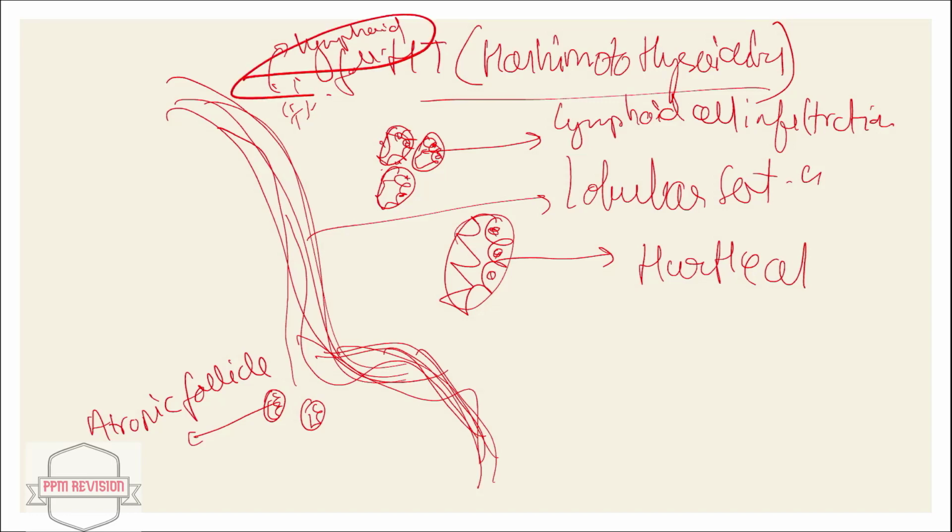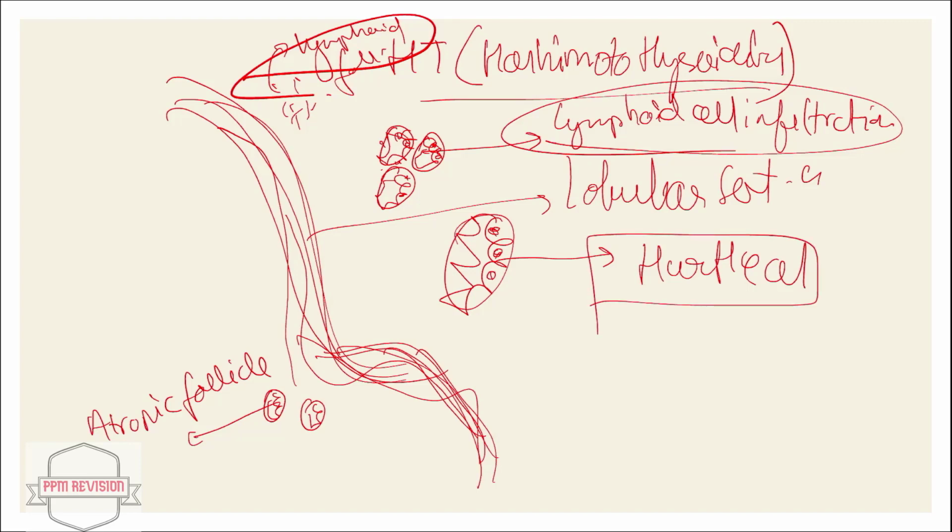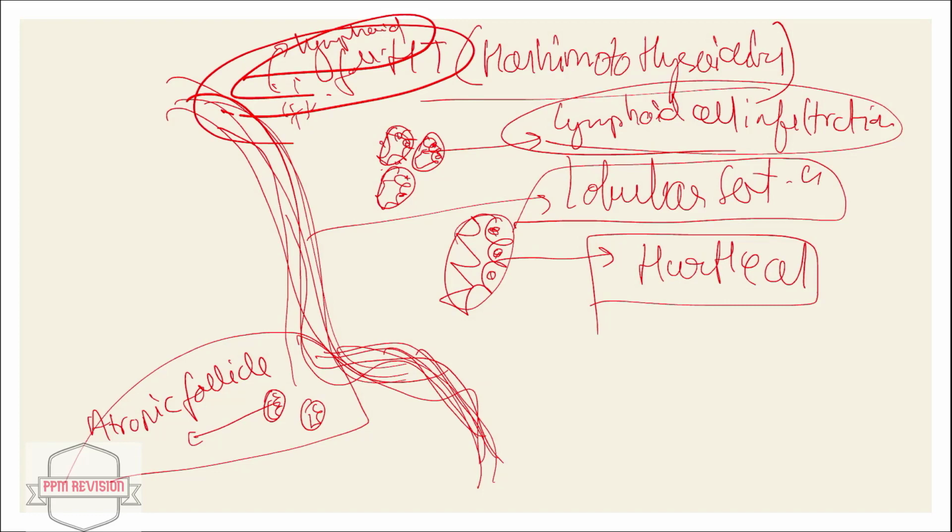Yes, let's just recap. So there's presence of the lymphoid follicle, there's lymphoid cell infiltration, there's presence of Hürthle cell, very important. And in between we drew an H, which is nothing but the lobular septa. And this is the atrophic follicle, and these are the lymphoid follicles.